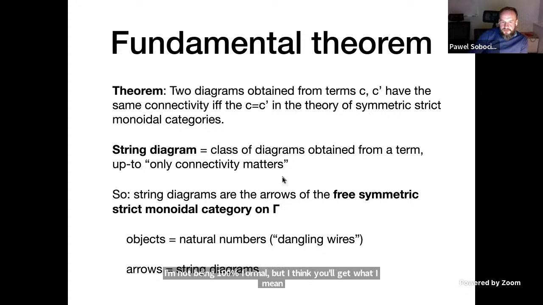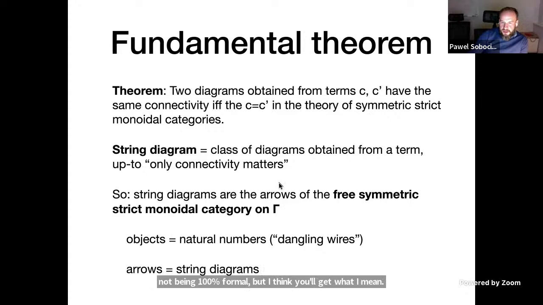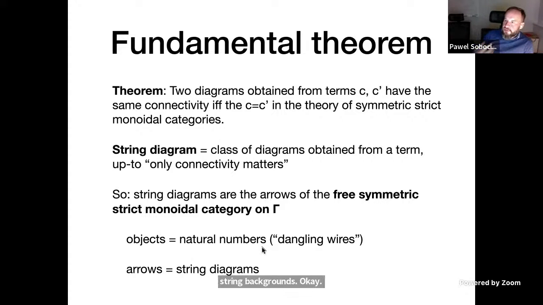Given that this is the case, the string diagrams are the arrows of the free symmetric strict monoidal category on gamma. And the objects of this thing, of this animal, are natural numbers. These keep track of the dangling wires of string diagrams. Okay, so in this way, you'll see that the way I introduced string diagrams was very fast.